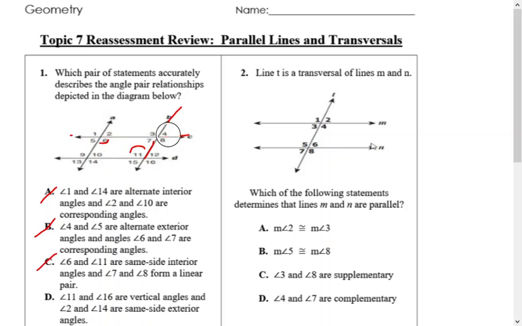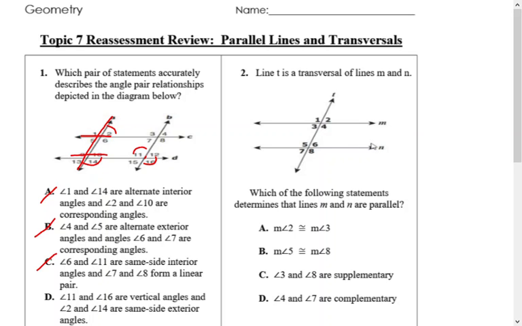That leaves D as the correct answer, and let's just make sure that it is correct. So it says 11 and 16 are vertical. That is true. They're opposite from each other. And 2 and 14, so we have angle 2, and we have angle 14. They are same side exterior. They're on the same side of the transversal, and they're exterior to the other 2 lines.